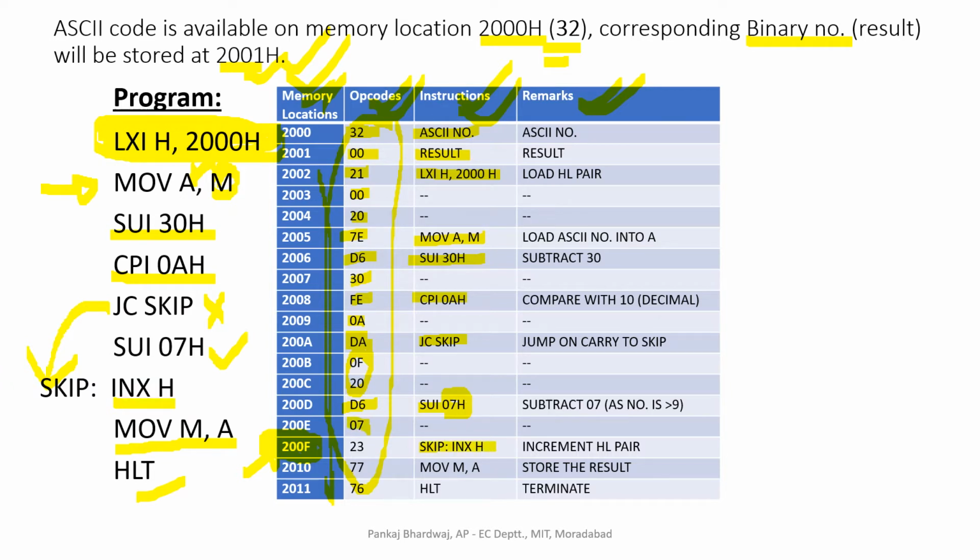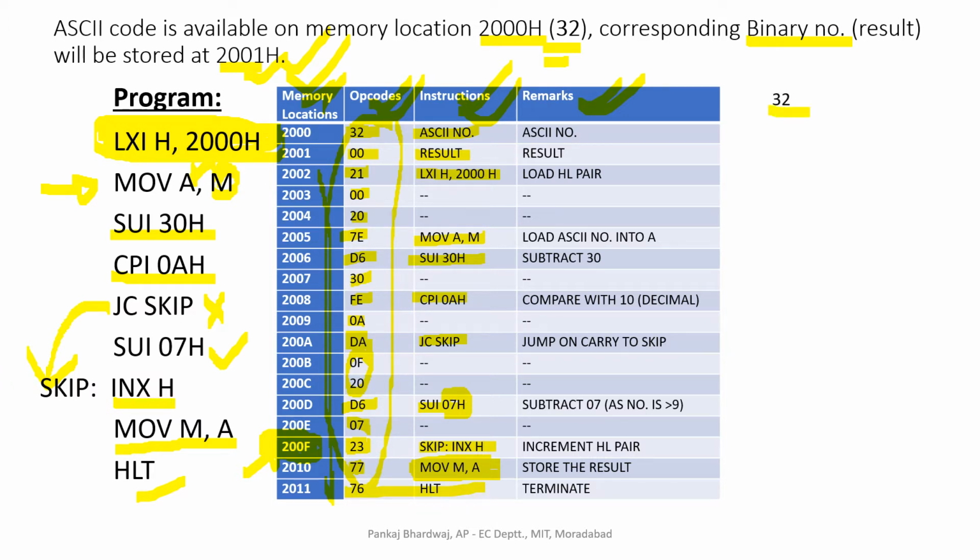And skip has the INX H instruction, which has an opcode, that is 23, and then we move the contents of the accumulator into the memory location, so we use 77 as the opcode of MOV M, A, and then we terminate the program using HLT. Okay, here is the example.